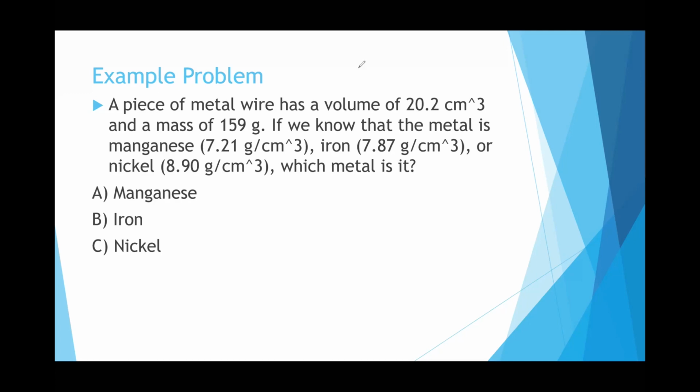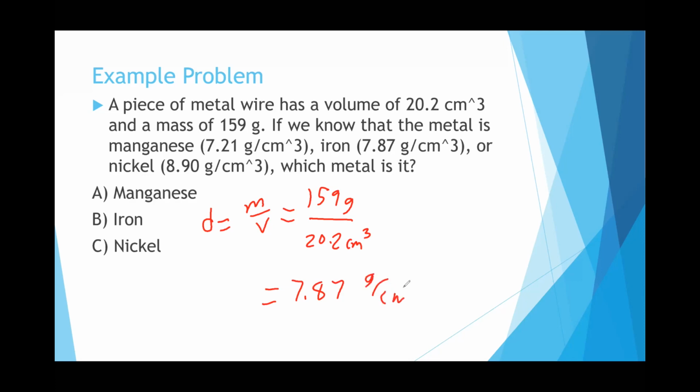Thank you for the 7 people who voted. I would suggest everyone vote in the next problem. As you can see, the consensus is that the answer is B. Let's actually do the calculation and see if that's right. We calculate the density as mass over volume. The mass is 159 grams and the volume is 20.2 centimeters cubed. Put that in your calculator, and you get 7.87 grams per centimeter cubed.